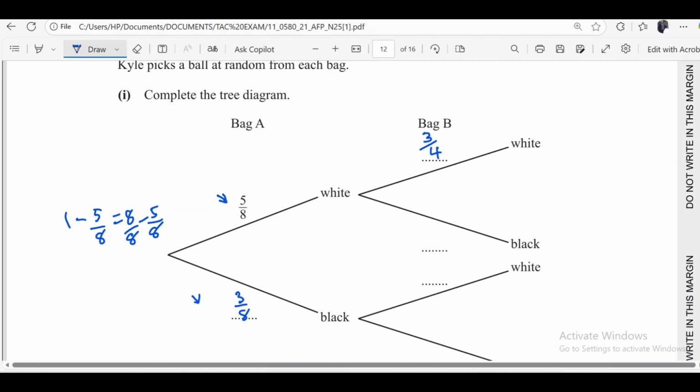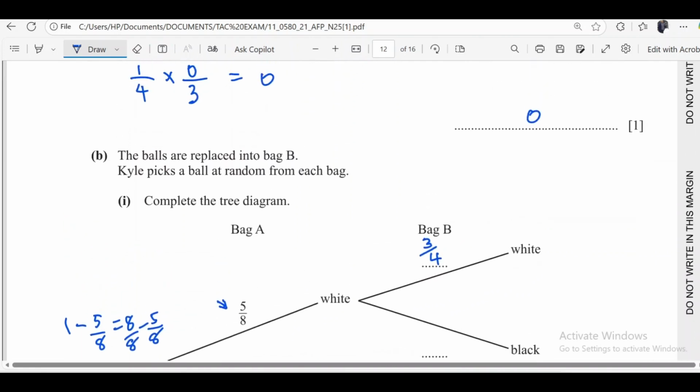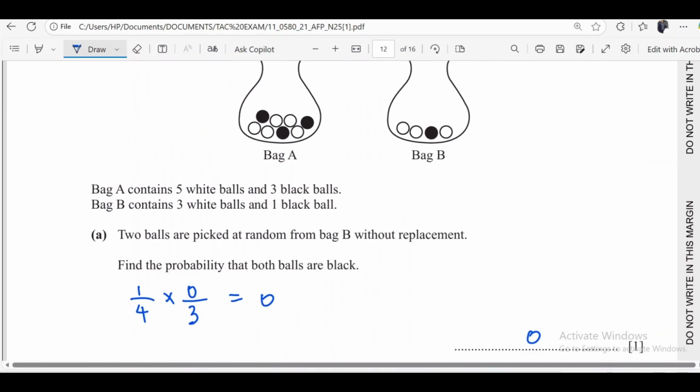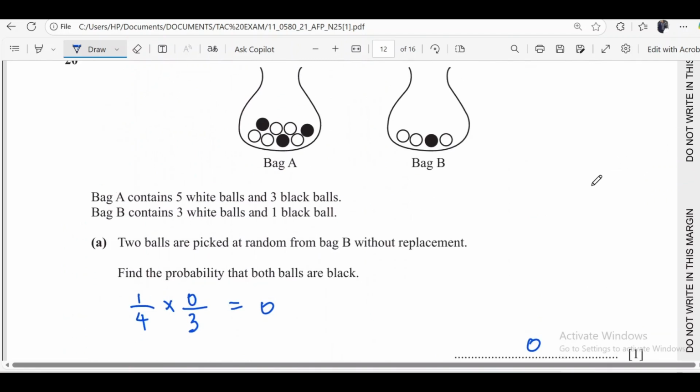Let's look at it again. If we go to bag B, you can see 4 balls, 3 white and 1 black.